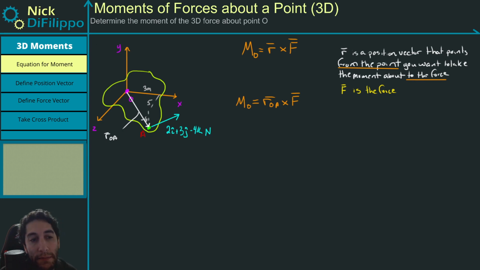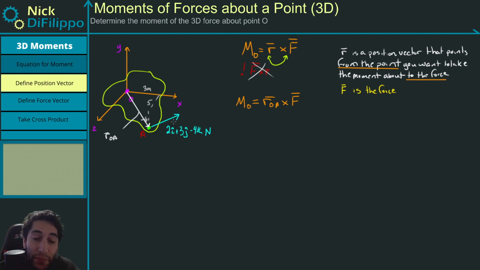Now, when you're doing this cross product, it's very important to remember the order of the terms. So r cross F is not the same as F cross r. So I'm going to put a little note here. F cross r, do not do this. Do not do this. You will not get the same answer because it's a cross product with vectors. All right, so now that we have the equation for the moment, let's define our different vectors.